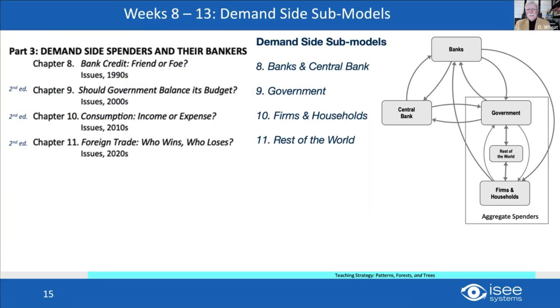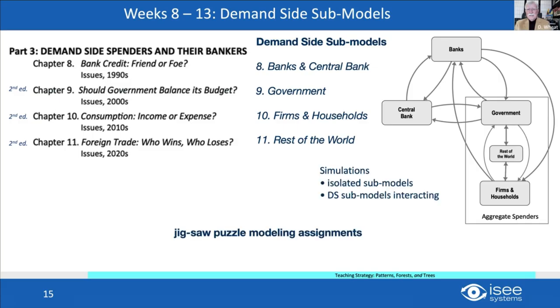Weeks 8 through 13 will focus on the demand side submodels, and this is where you get to take a close look at the spenders in the economy and their bankers. And I put a heavy emphasis on the role of banks in this textbook. I think that's critically important to understanding the way that the economy grows and the use of credit. So that's one of my sort of theoretical ideas. It's not an original idea. A lot of other people have used that in their modeling work. Steve Keen is probably the one who's most well known right now for emphasizing the role of credit as influencing aggregate demand in addition to the income.